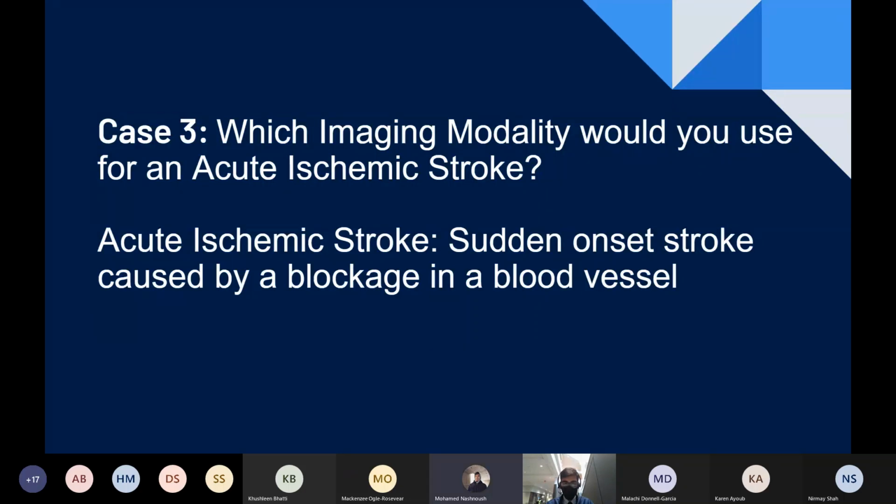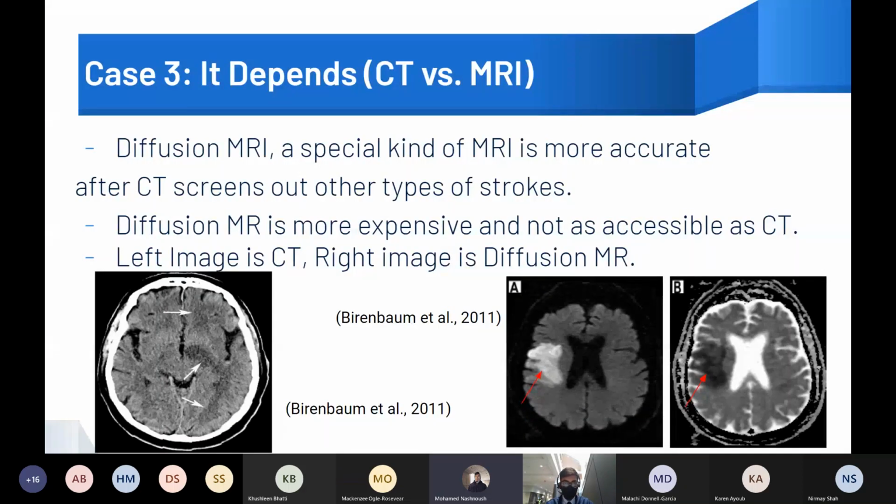So someone mentioned CT. Yeah, CT is definitely there because it can be precise, and I'll get more into it on the next slide, but yes, definitely CT. Okay. So case three, it kind of depends. CT is definitely there, like someone mentioned.